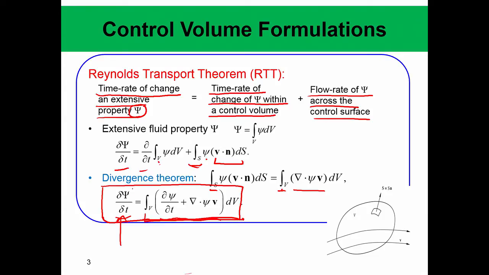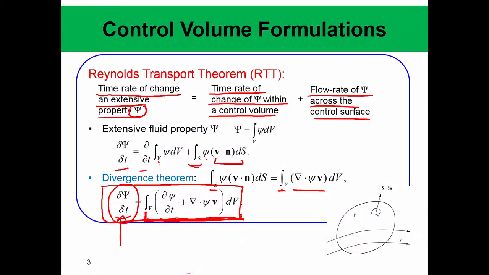So essentially this is the rate of change of xi happening inside that packet of fluid when it is residing inside the control volume, and that must be equal to the rate of change of the property xi when it is within the control volume plus the flow rate of xi that is happening across the control surface. Okay. So this is how you connect. So the integral over v is nothing but dou xi dou t plus divergence of xi times v vector, dV.